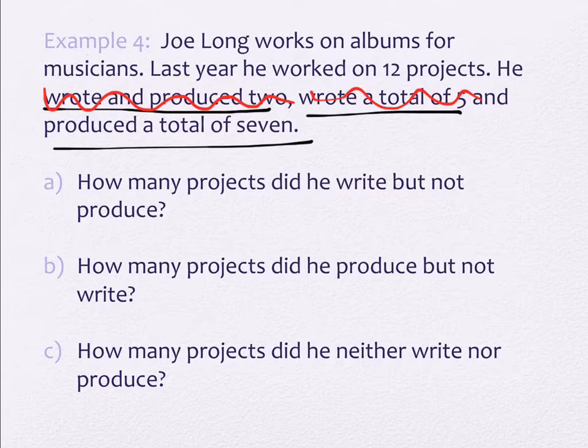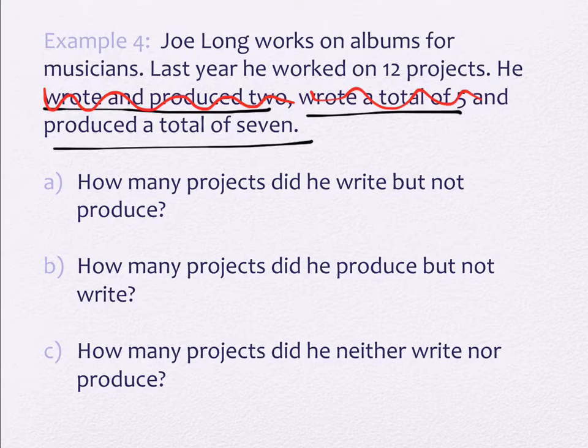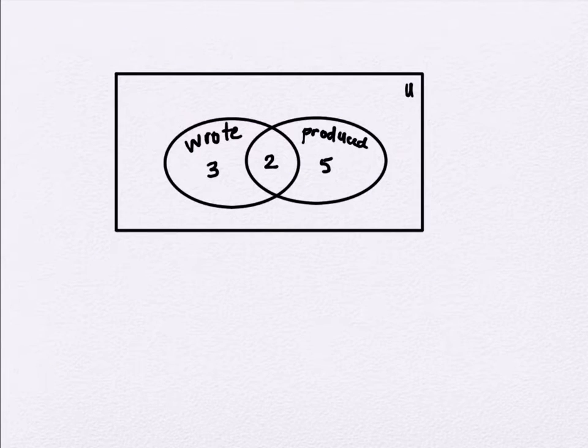Next one. He produced 7. Oh, so I need 5 in the outside circle for the exact same reason, right? This circle for produced needs to add up to 7. 5 will make it happen. How many are currently represented in my diagram? 10. But what does it say over here about these projects? There were 12. So he must have done something else on the other 2 projects. We don't know what that is, but it was something else. Maybe he sang in them. I don't know, or something. He did something. Now, using this diagram, we can answer the questions that we were asked.